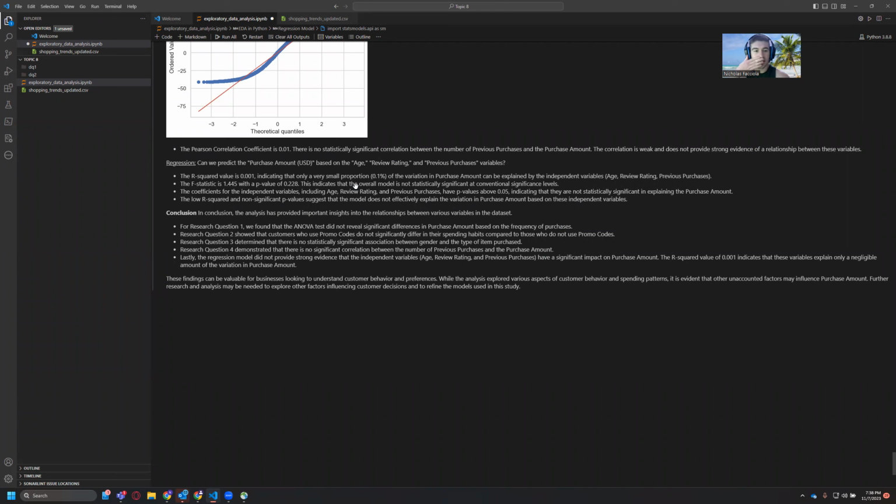So in conclusion, this analysis provided important insights into the relationships between various variables in our data set, and these findings can be valuable for businesses looking to understand customer behavior and preferences. While this analysis explored various aspects of customer behavior and spending power, it's evident that there are many unaccounted factors here since we weren't able to find anything significant, and further research and analysis would need to be done to explore other factors influencing customer decisions.